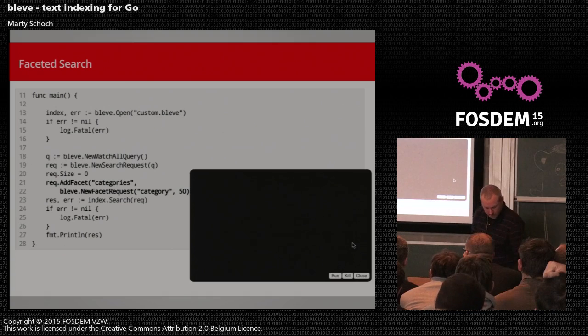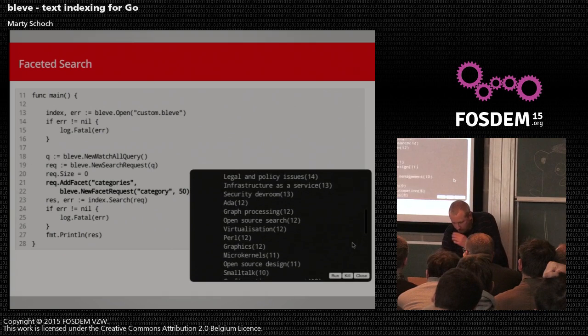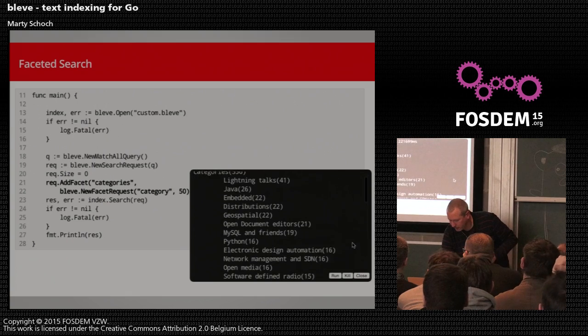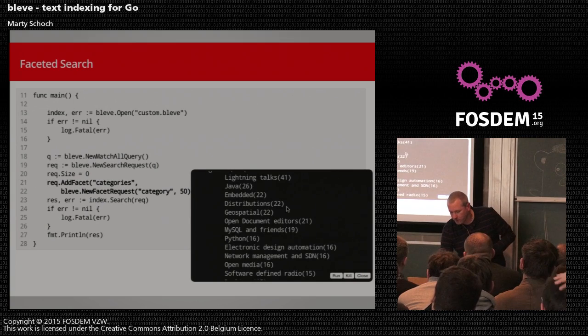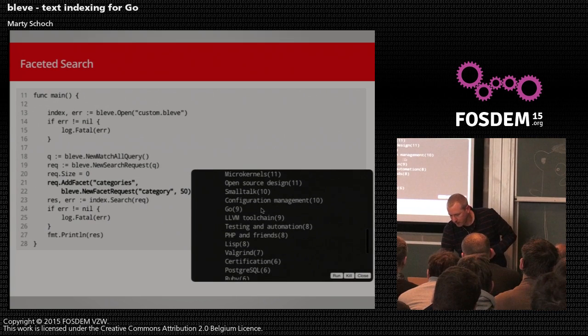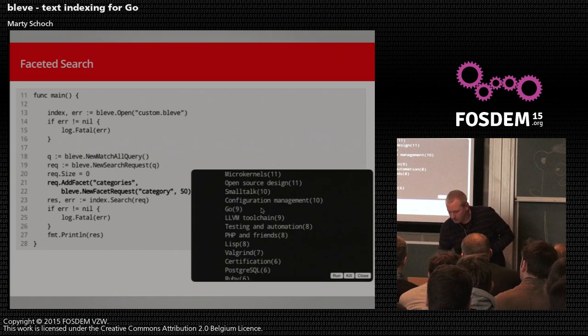And if I run that, here you see, again, it returned the top 50. I think there were only like 44 or so. So you can see, Lightning Talks over 41, Java 26. If we scroll down a little bit, Go has 9. So again, this is just looking at the raw output, but you'll see later how we can use this to build some cool UI.